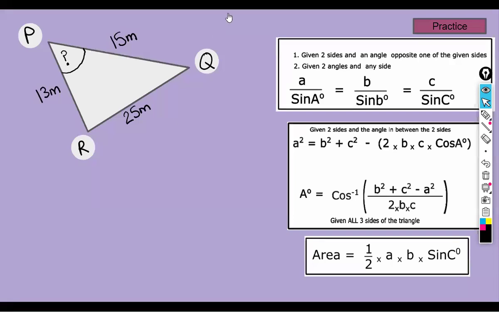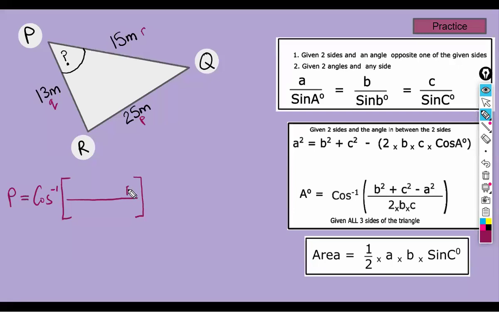Let me put in the common letters. Here's small p, here's small r, here's small q. We want to find capital P. So I'm going to trust everyone at least has the formula correct. You can compare it to this formula here. Now, it doesn't matter if you put square brackets or curved brackets, right? I actually prefer the square brackets, okay?